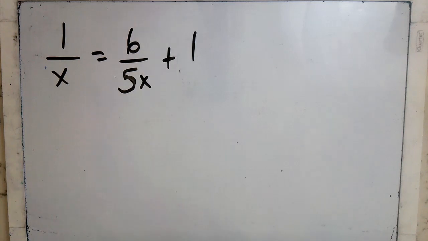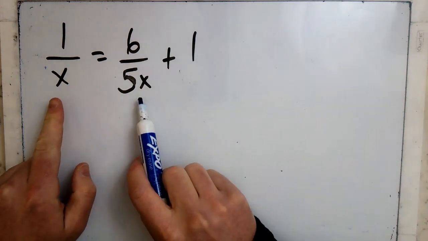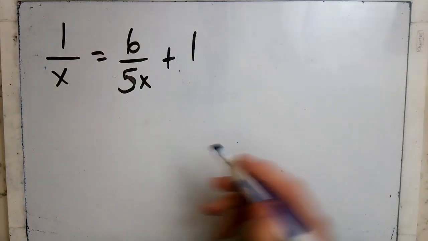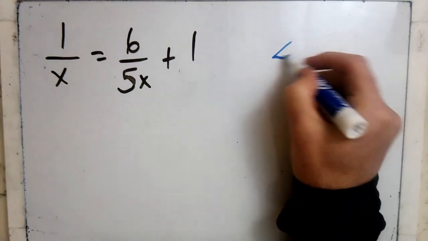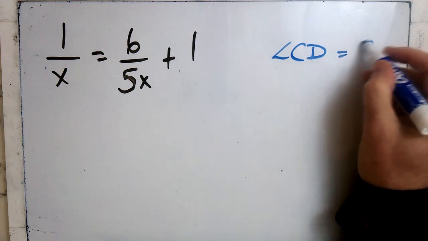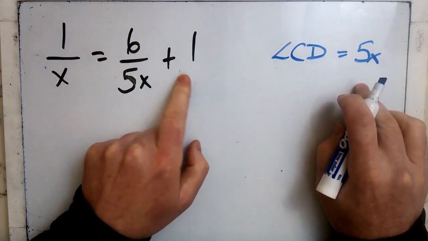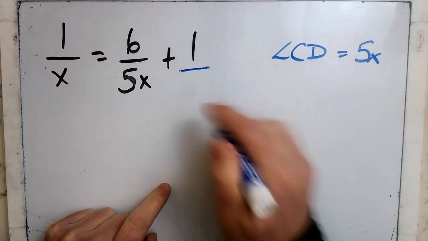So let's try this one. I can see right away I've got two denominators with an x. This one has nothing and a 5. So my common denominator, or lowest common denominator, will be 5x. So I need to get that in all three places. So this one, I need to multiply by 5x.